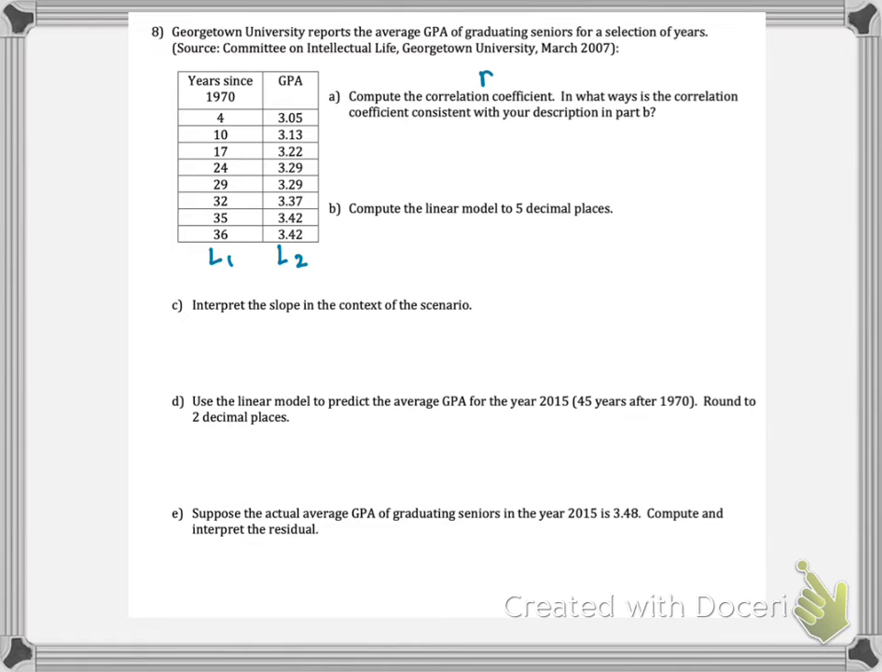And to do that, we have to do stat, arrow to the right to calc, and select option number 4, which is the LinReg option. You can also select option number 8 as per Alex. The last value on the screen is our R value that we can report, and I got 0.988.